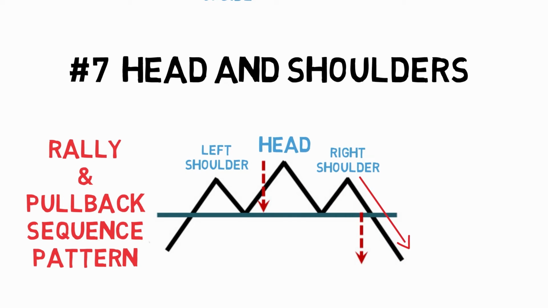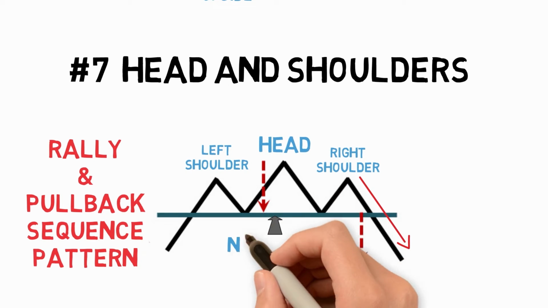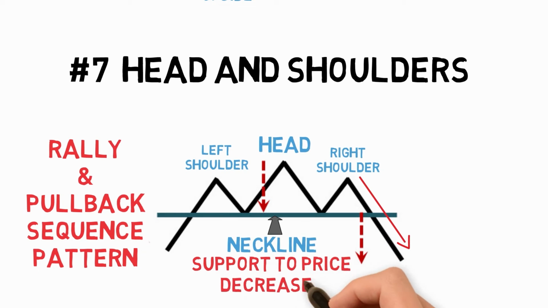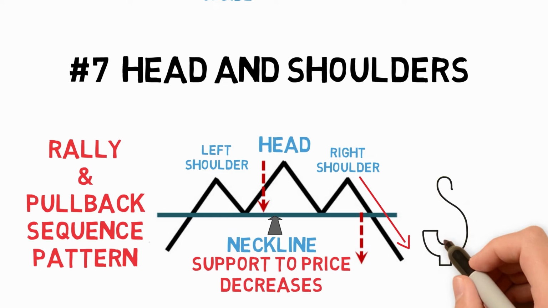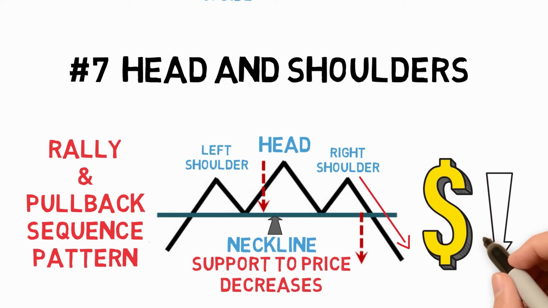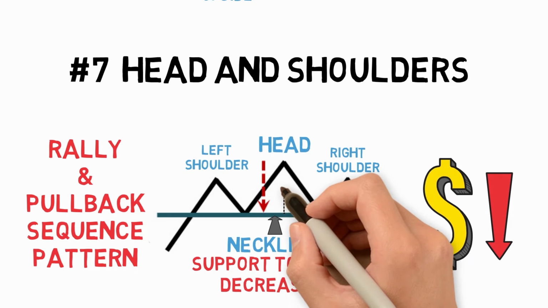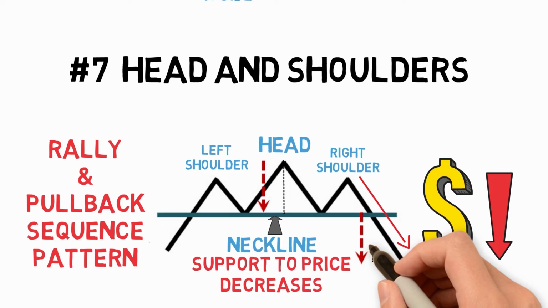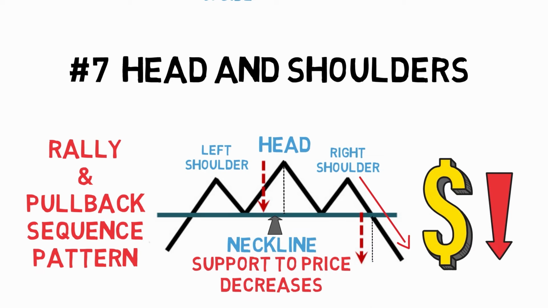The lower part of the shoulders is called the neckline and is considered support to price decreases. When the price breaks down below the neckline of the shoulders, it signals a bearish continuation and more downside. The downside price target is measured from the top of the head to the neckline and from the neckline lower to give the initial price point at which the selling will stop. Number 8.